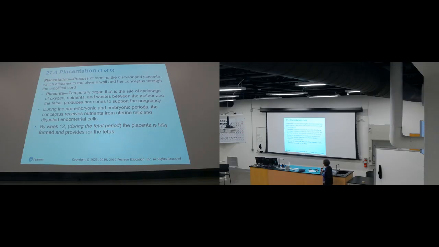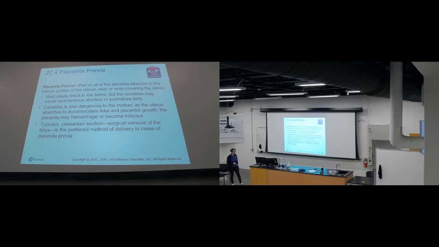So during the pre-embryonic and embryonic periods, the conceptus receives nutrients from the uterine milk from the endometrial cells. So basically, it will receive glycogen, for instance. But by week 12, once you form the placenta, it is going to be a major source of these hormones. And then that will sustain the pregnancy for the rest of the pregnancy.